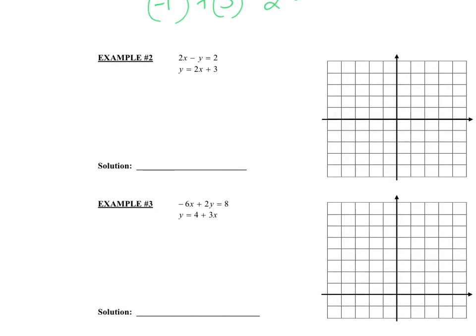Okay, example 2, same thing. So if we graph these, I'm going to graph the top one first. So I'm going to take 2x minus y equals 2. I'm going to solve for y. So minus 2x. I have -y equals -2x plus 2. How do you get rid of the negative? Divide everything by -1. Y equals positive 2x minus 2.